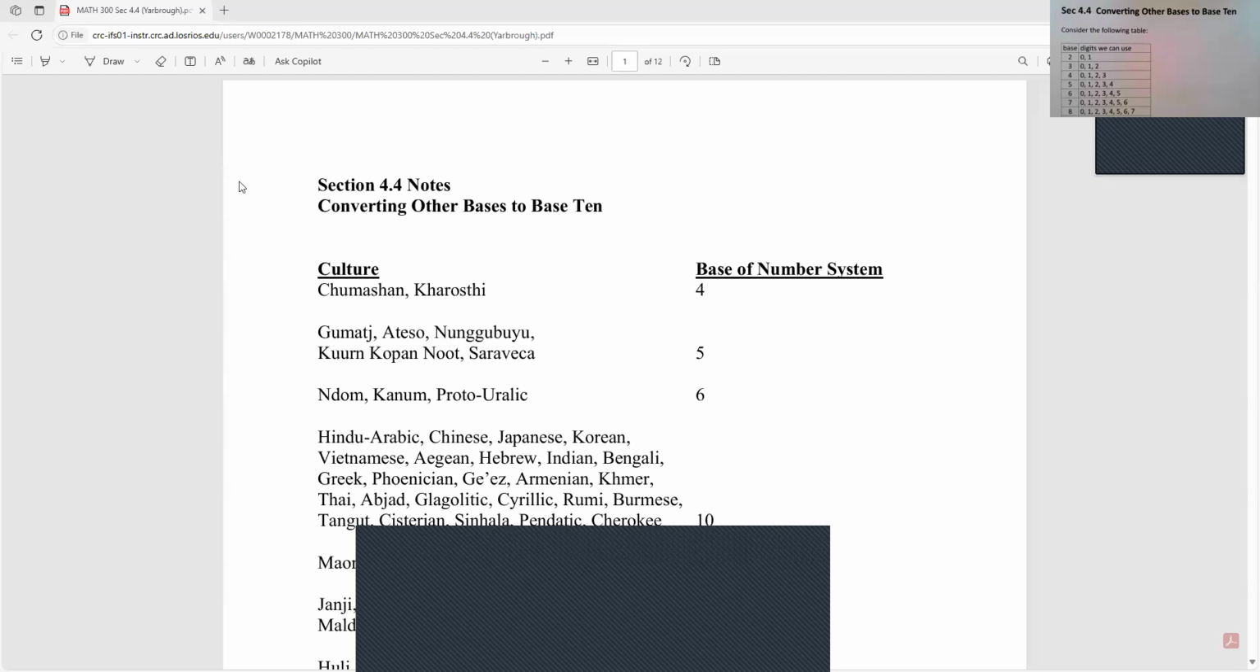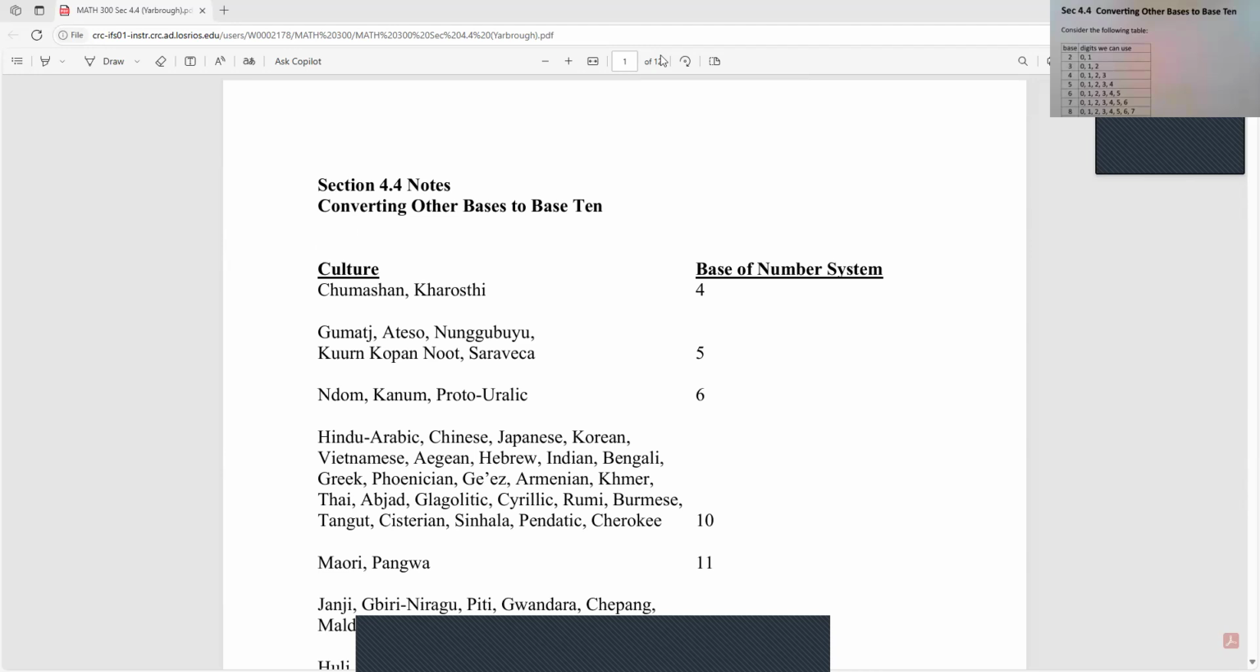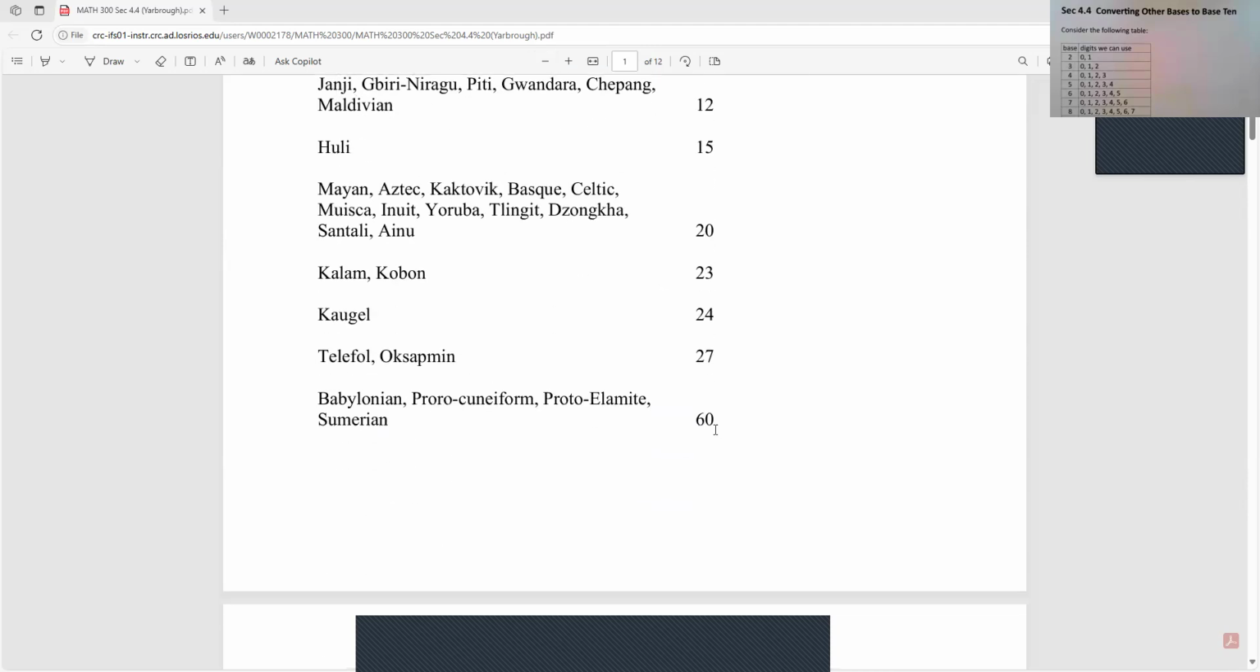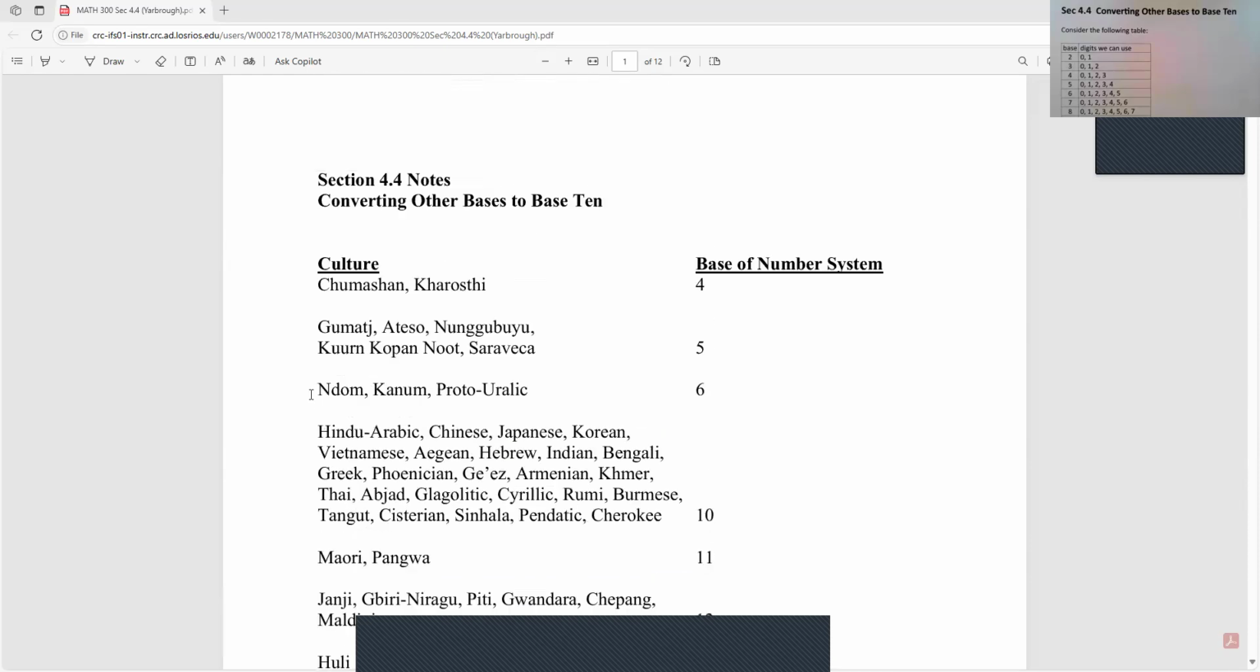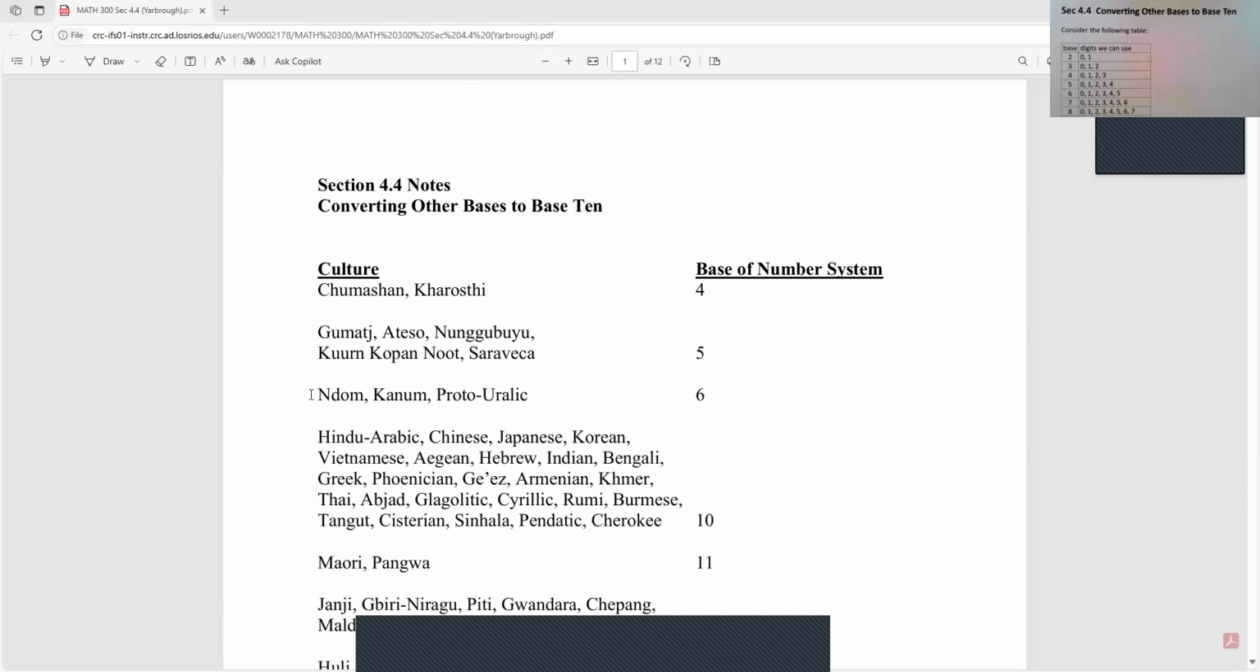Let me share my screen here. So the title of the section is Converting Other Bases to Base 10. We talked in a different section about how the ancient Babylonians used to have a base 60 number system. But there have been many different cultures throughout history that have used many different bases for their number system.